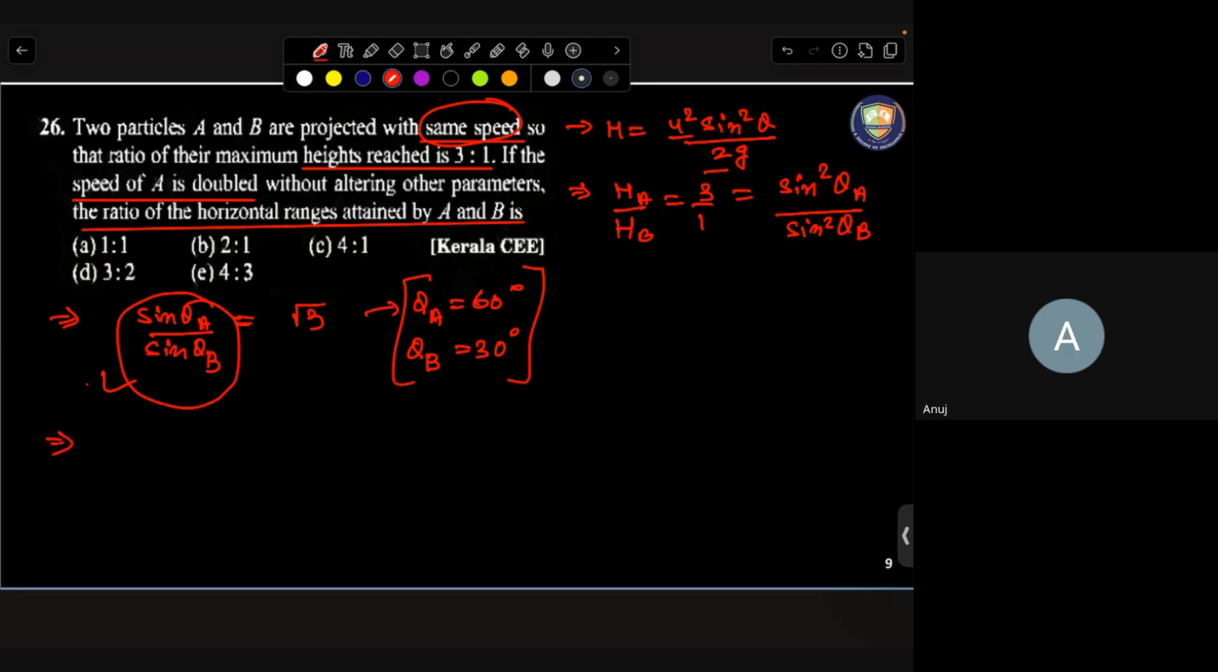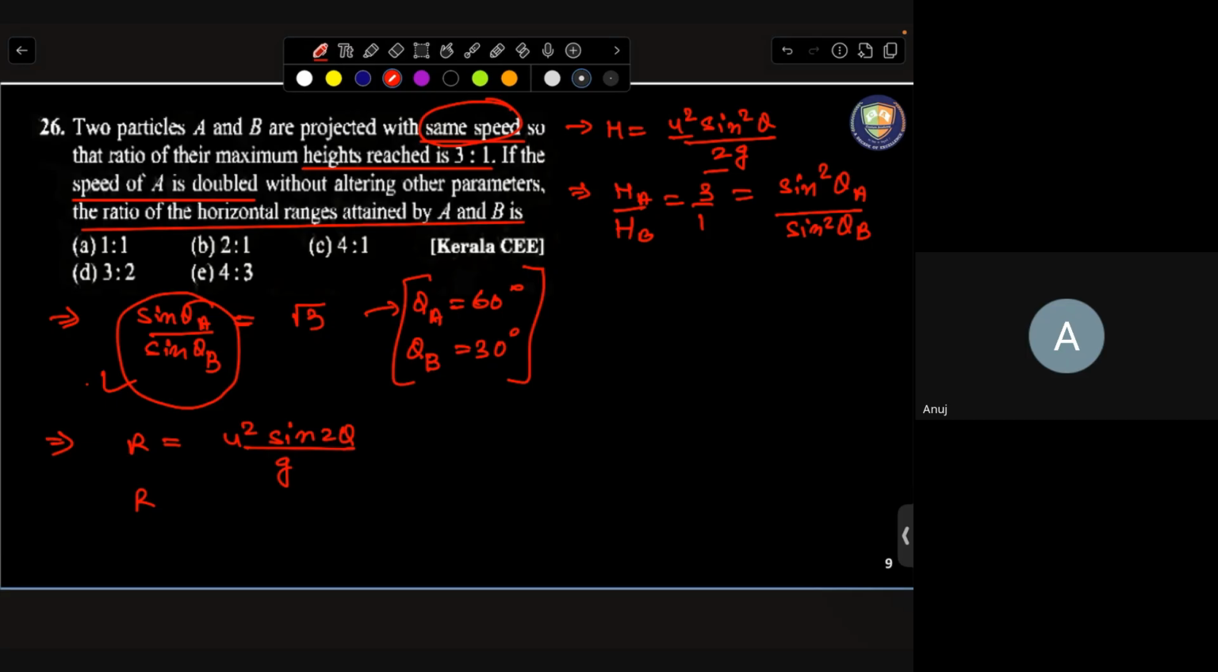So what is the range formula? Range, we know, is u square sine 2 theta by g. Now the speed of A is doubled. That means, let's assume, okay, when I said the answer D as 3:2, no, I don't think so. Please check the answer.